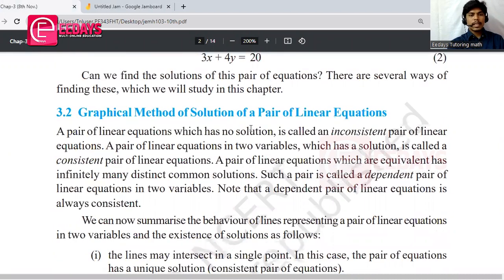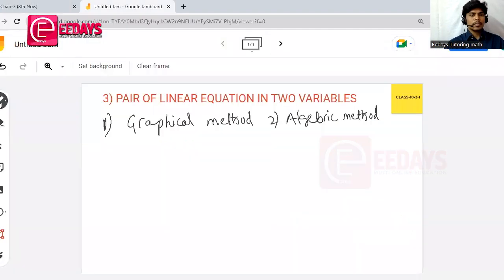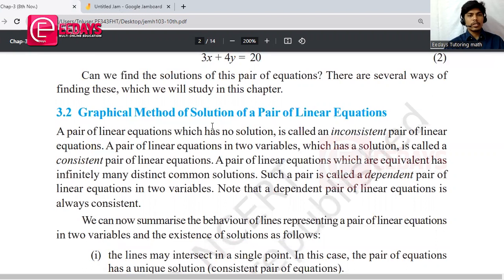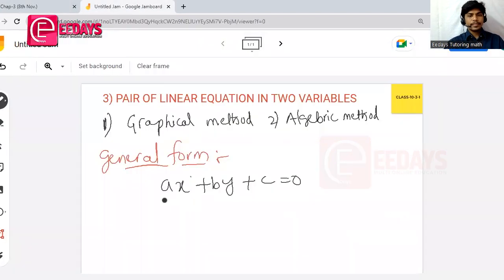In the graphical method, first you need to know the words consistent and inconsistent. This is the basics of the chapter. We have to learn all the terms. First, the general or standard form of a pair of linear equations in two variables, we can write it as ax + by + c = 0. Here a, b, c are real numbers.